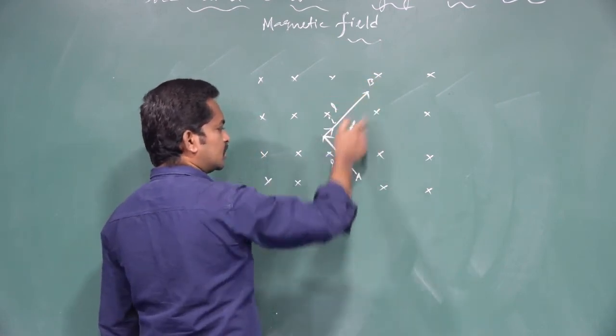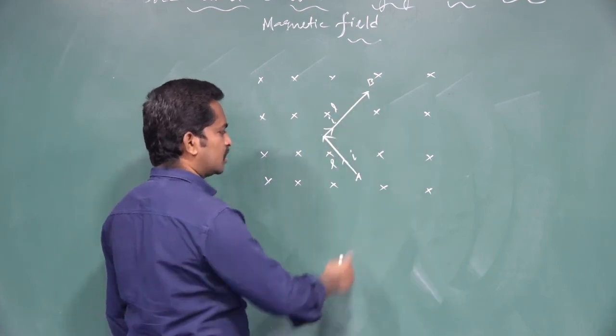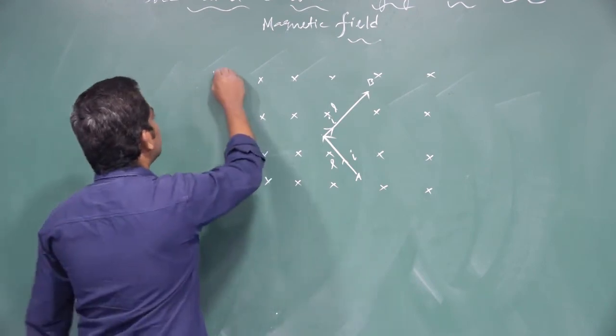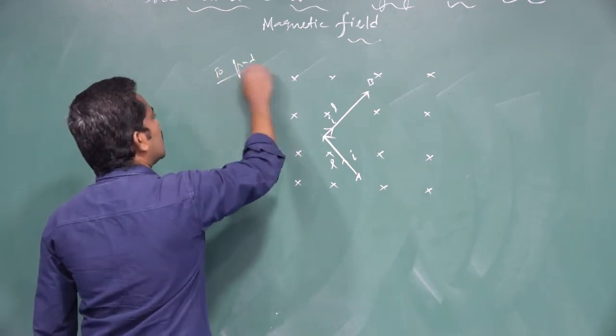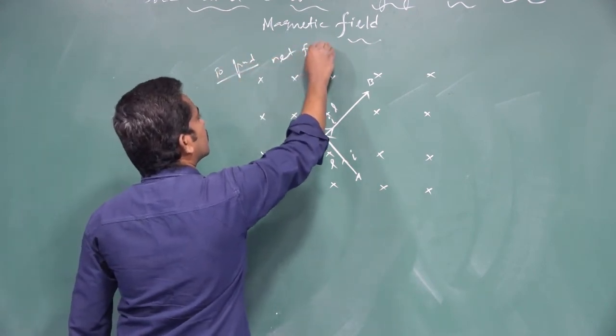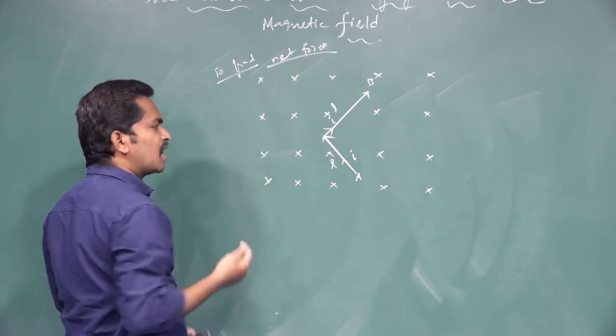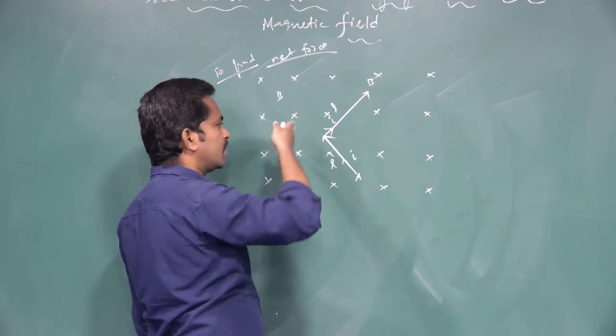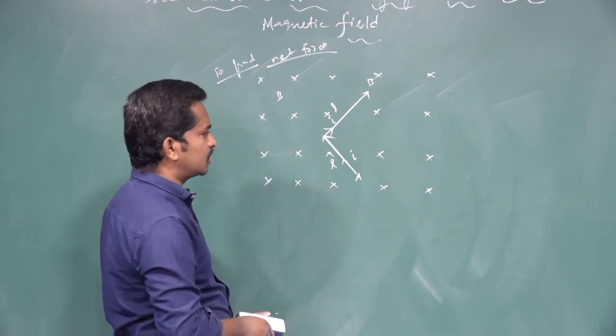So the current flows this way. I current flows in this direction, A to B. To find the net force in a given uniform magnetic field. This is a magnetic field in the inward direction. I want to calculate this, very easy one.